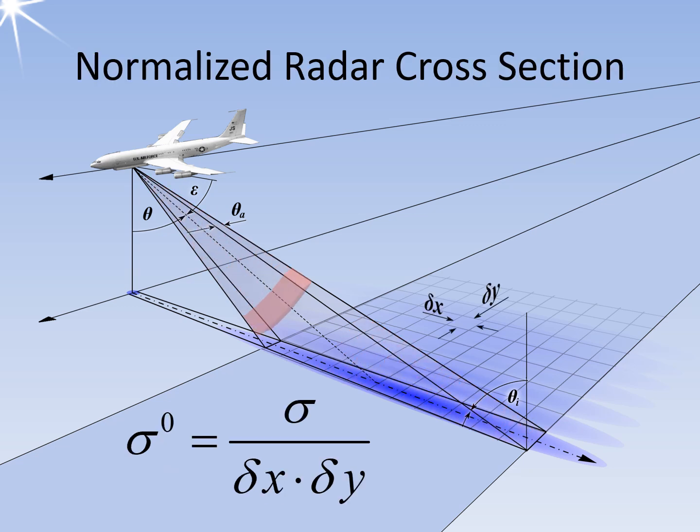To evaluate the echo strength, a normalized radar cross-section sigma-0 is introduced, which defines the radar cross-section sigma per unit area. The values delta x and delta y denote the pixel dimensions. This normalized radar cross-section sigma-0 depends, like the radar cross-section in air surveillance radars, on the frequency and polarization of the incident wave, on the angle of incidence, and on the electrical and geometric data of the observed surface, etc.